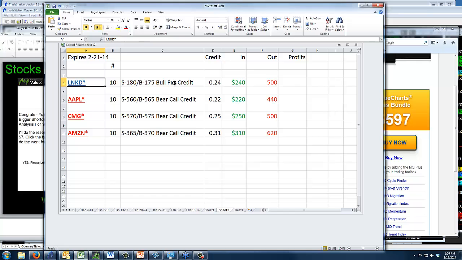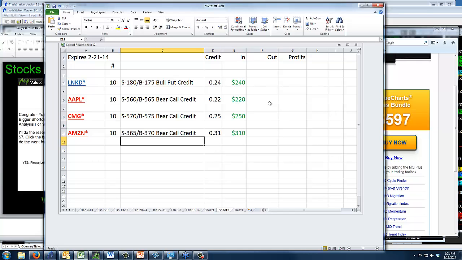We have some bearish put credit spreads here. And then we have bullish put credit spreads in LinkedIn. Here, bearish call credit spreads here and here also in Amazon, CMG, and Apple. Okay, this is kind of out of the realm of what we're talking about right now. I do not want to see these because we don't have losses.